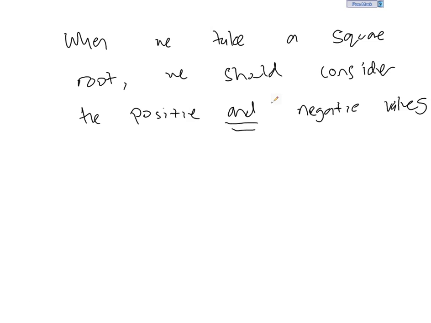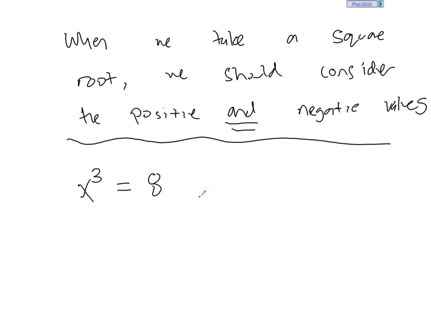And as you can imagine, this is definitely important for square roots because a value times itself always gives me a positive value. But let's consider the case where we have x to the third equals, let's say, 8. Okay, well, you kind of start choosing some numbers.